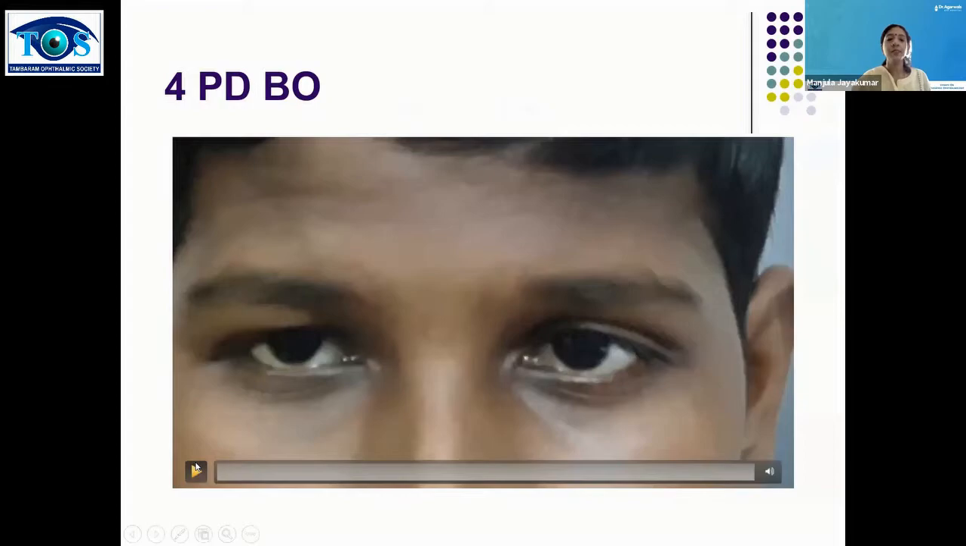You don't get movement on a cover test, but you have decreased vision in one eye. So what do you suspect? A monofixation syndrome. So what should you do next? You have to go for your 4-prism base out test. Watch this. There is no movement on the target.